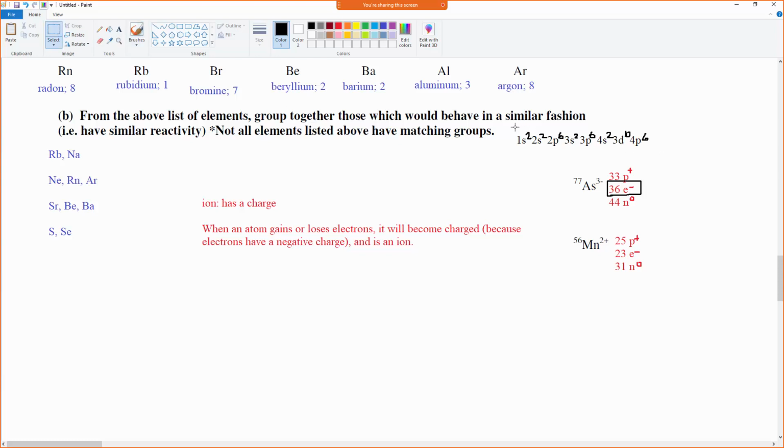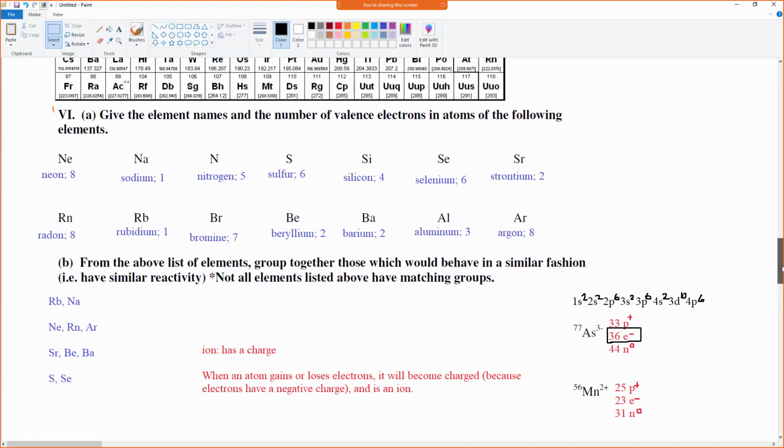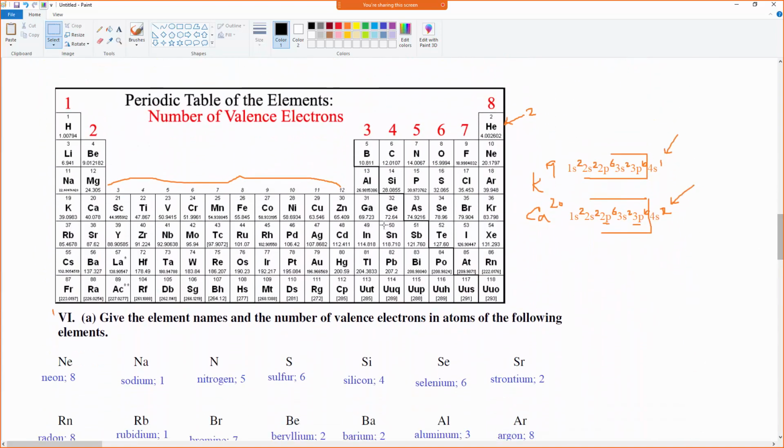So this is the electronic configuration for As3-. So As is normally right here. Why would As make, just hypothetically, why would it make a -3 charged ion? What does it get out of its electronic configuration by picking up 3 electrons?